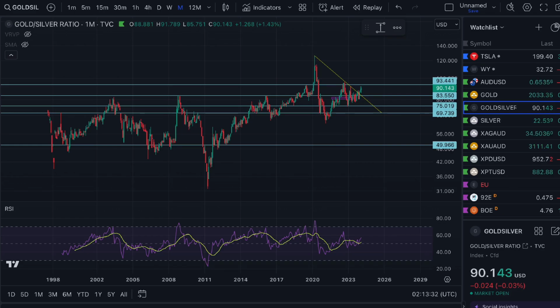Today we're going to briefly explain the gold to silver ratio, and if you're invested in the precious metals, why it might be a chart you at least want to keep an eye on.